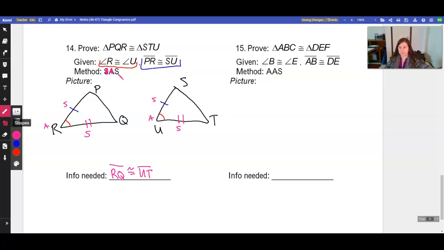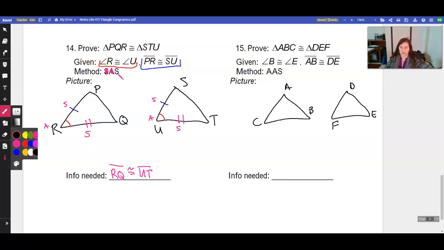All right. And the last one, ABC again, and DEF. So it tells me that B is congruent to E, and those are angles, so we put arcs on them. And then it says AB is congruent to DE, so that's this side congruent to this side.